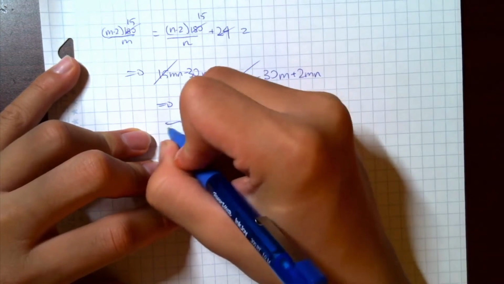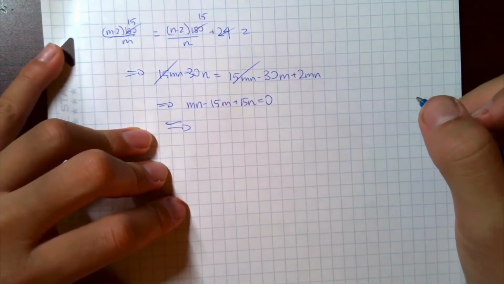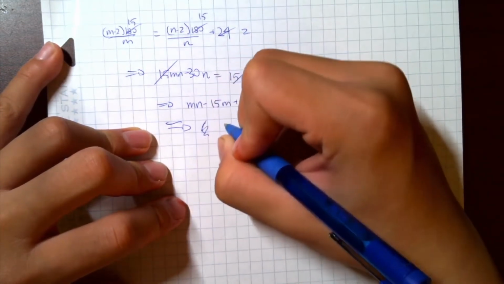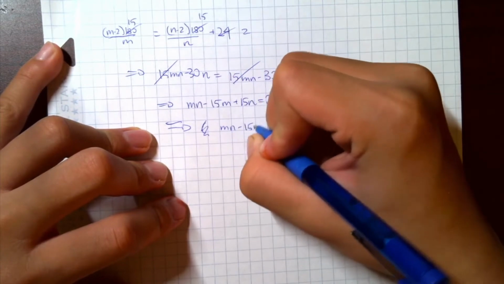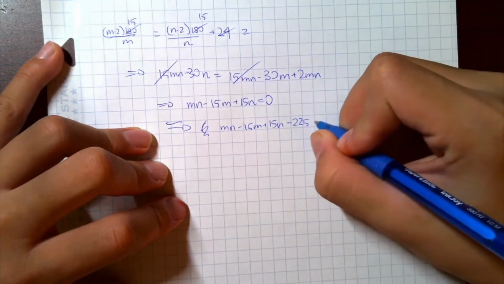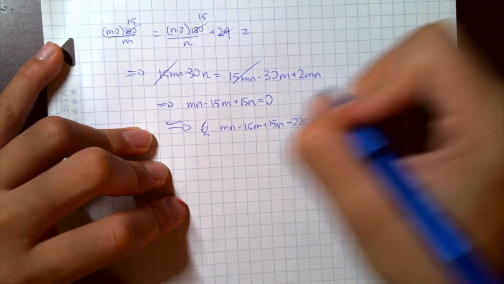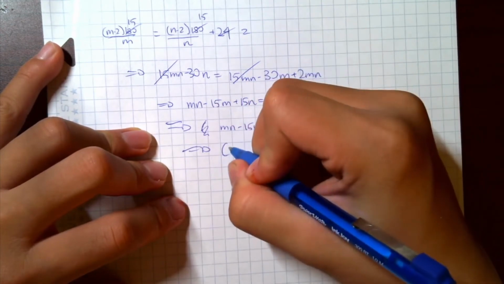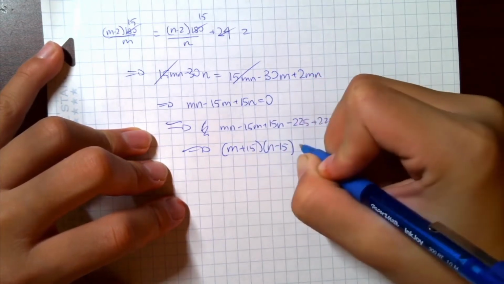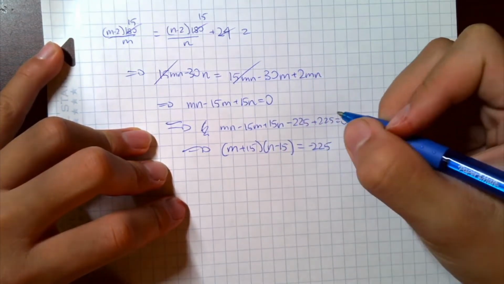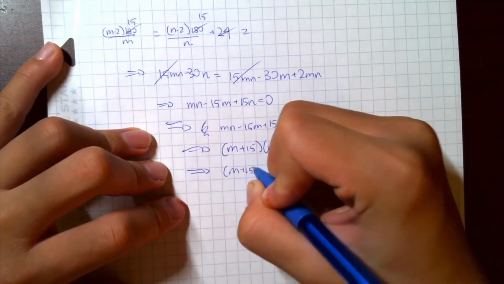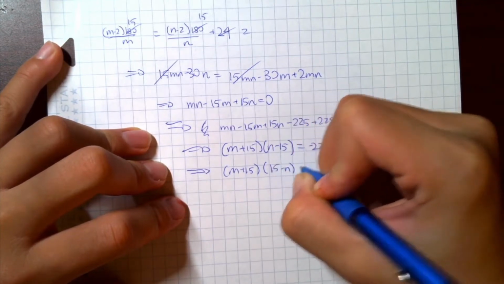Then from here we can apply Simon's Favorite Factoring Trick, which tells us that mn minus 15m plus 15n minus 225 plus 225 equals 0. Here we get that (m plus 15) times (n minus 15) is equal to negative 225. And this gives us that (m plus 15)(15 minus n) equals 225.